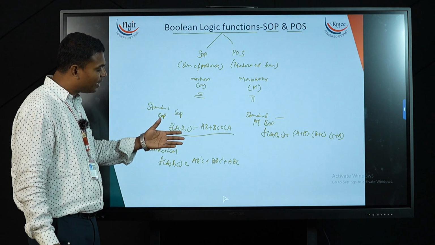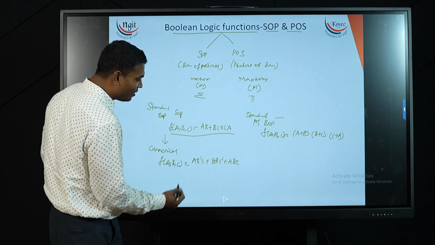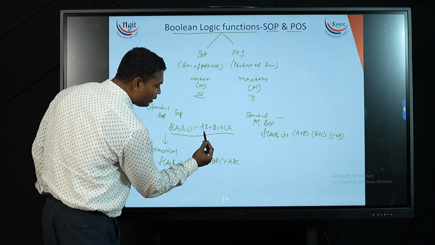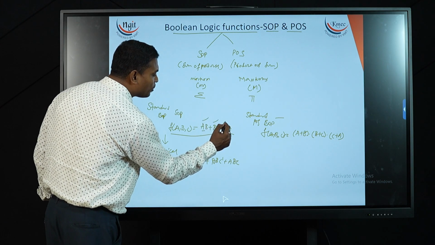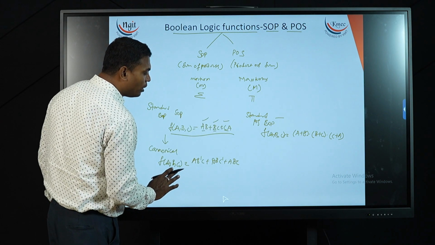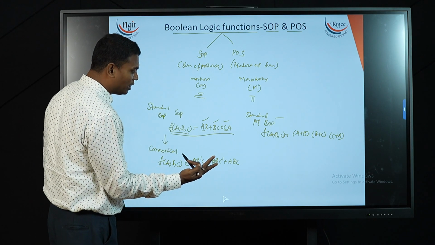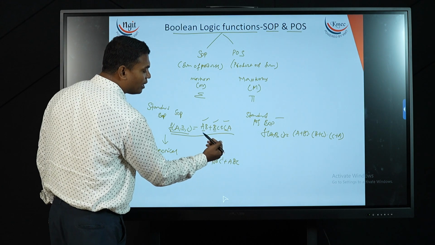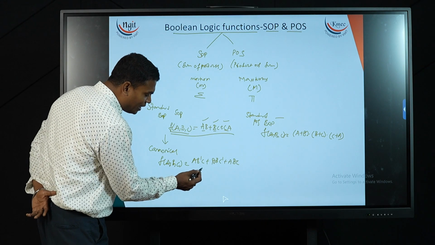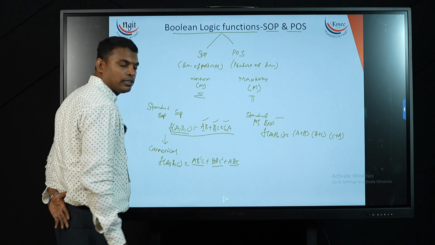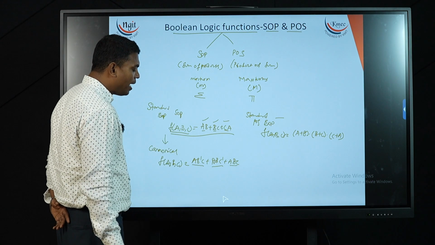What makes the difference between standard SOP and canonical SOP is this: if you observe clearly, my standard form contains only two literals, or two variables, in each product term, whereas my function contains three variables. Now if I observe the canonical form, each product term contains all three literals. So that is the difference between standard SOP and canonical SOP form.